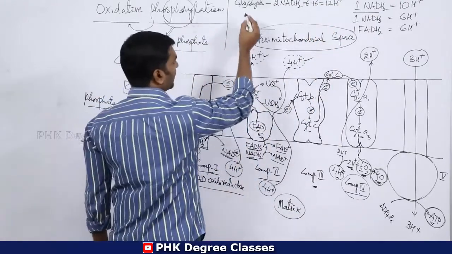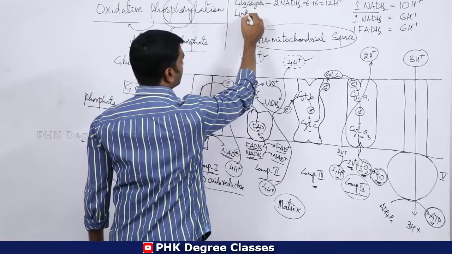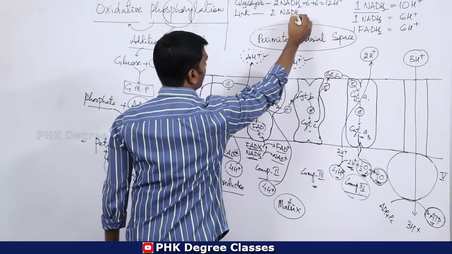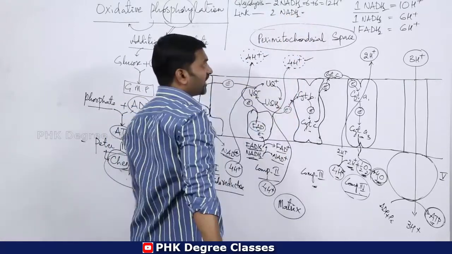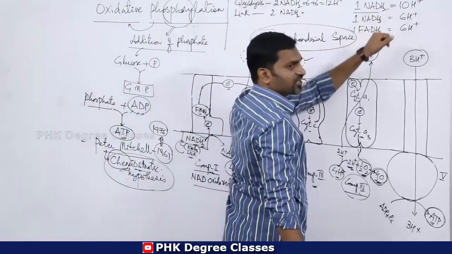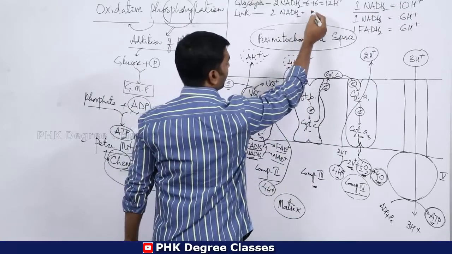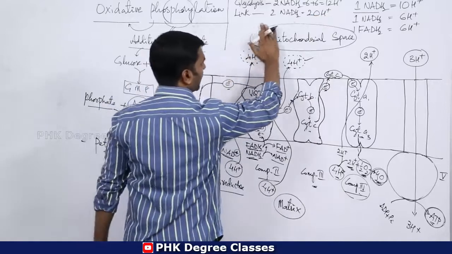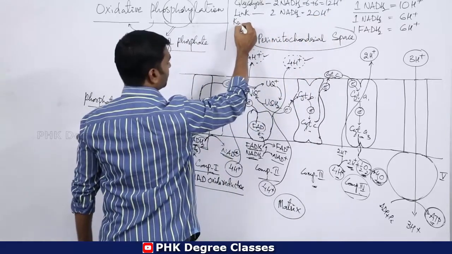Then come to link reaction. In link reaction, 2 NADH2s are formed. So link reaction NADH2 is equal to 10 protons each, hence 10 plus 10 is equal to 20 protons. Clear? Now, the Krebs cycle.